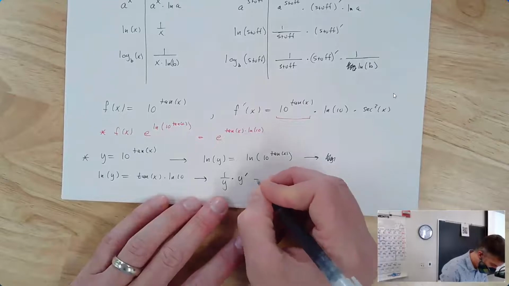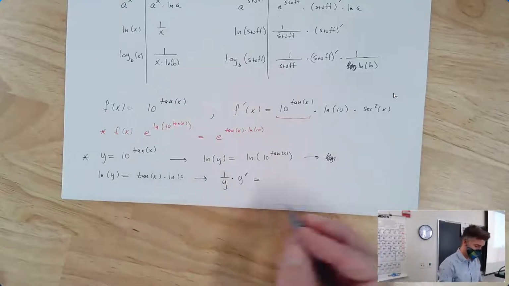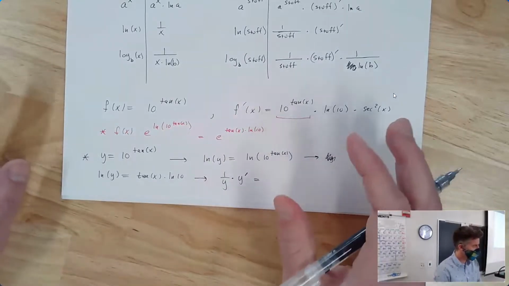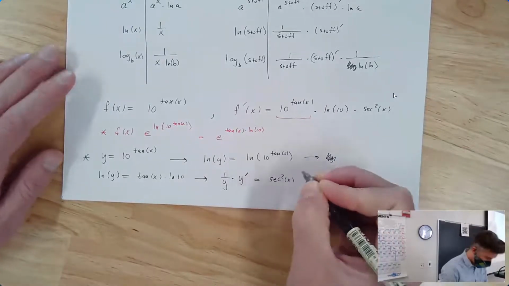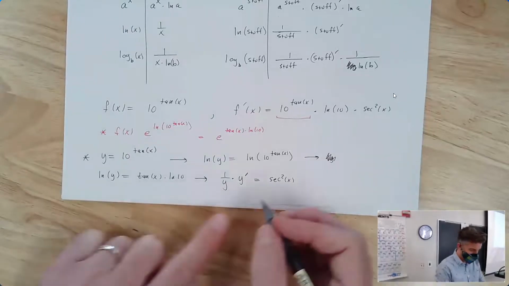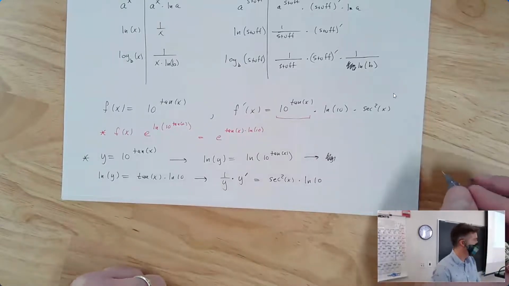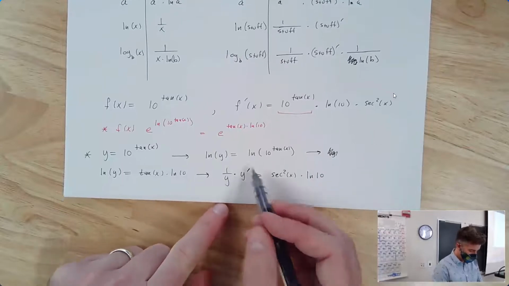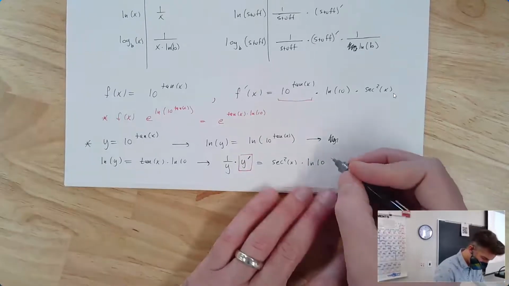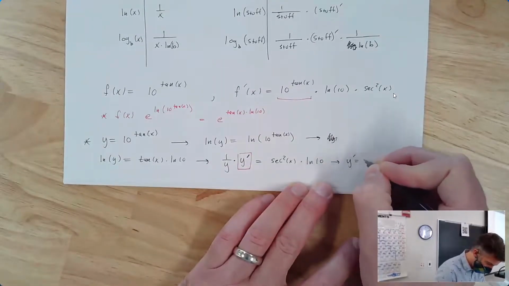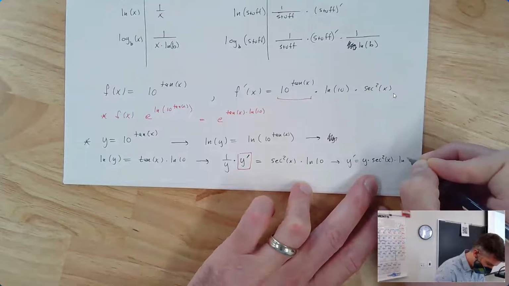And then on the right-hand side, what's the derivative of tangent of x? You definitely want to know that one. You want to know all the trig derivatives. Derivative of tangent of x is secant squared x. So the derivative of tangent of x times a constant is secant squared x times the same constant. Finally, we solve for y prime by multiplying both sides by y. So we get y prime equal to y times secant squared of x times natural log of 10.